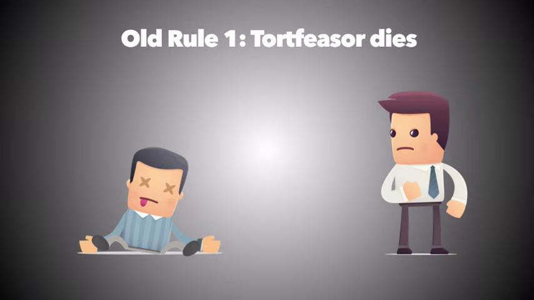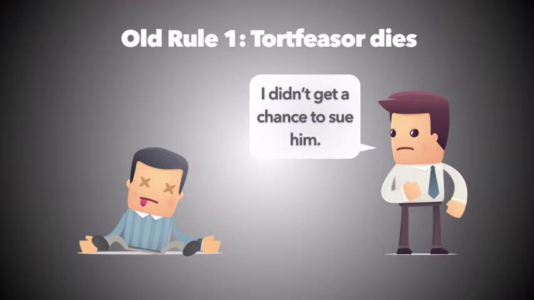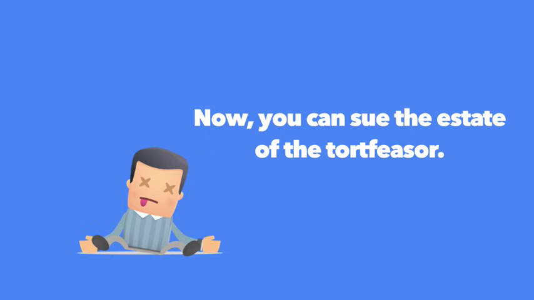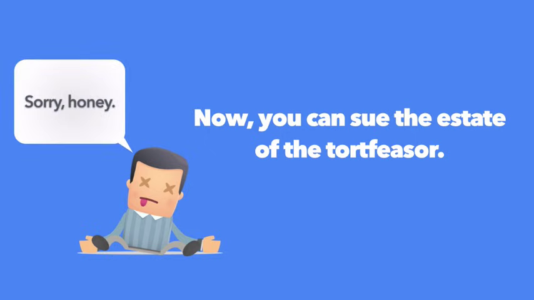1. If the tortfeasor, the person who committed the tort, died before the victim recovered, the victim's right of action used to die with him. Now that's no longer true. You can sue the estate of the tortfeasor.